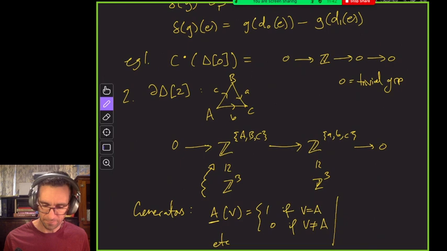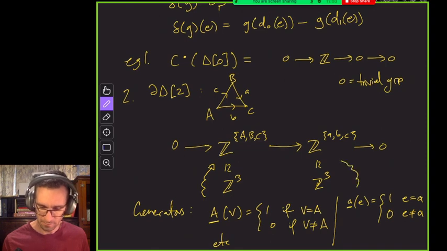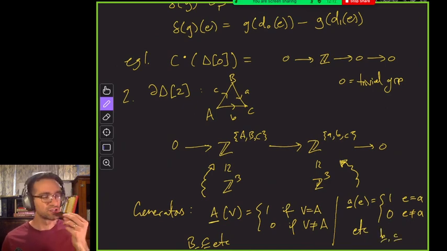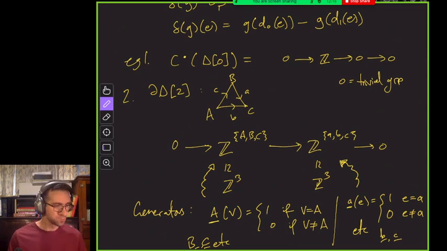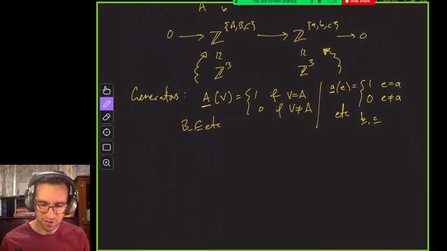And on this side, so A underline: if the edge is edge a, it's just 1 and 0 otherwise. Do the same with B and C, and B and C here. So these are now functions. So since we have some generators, we can write down a matrix.